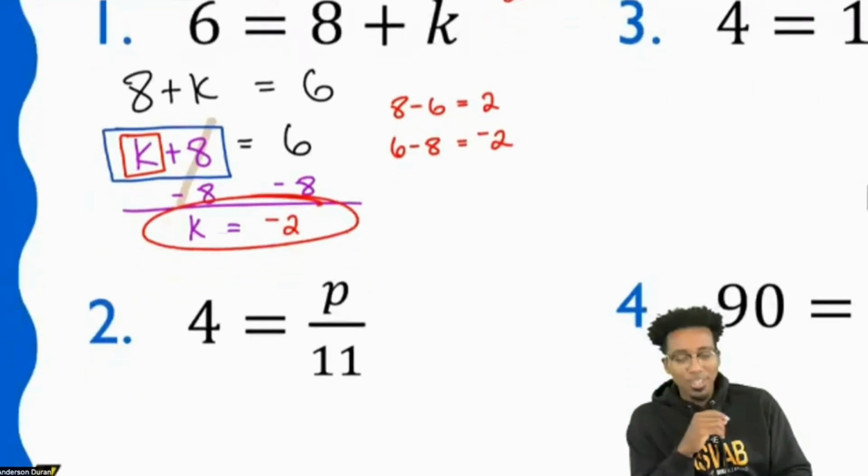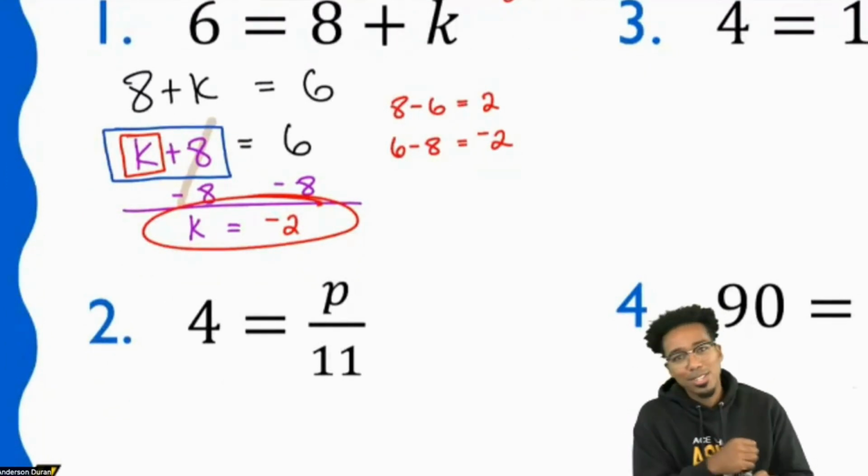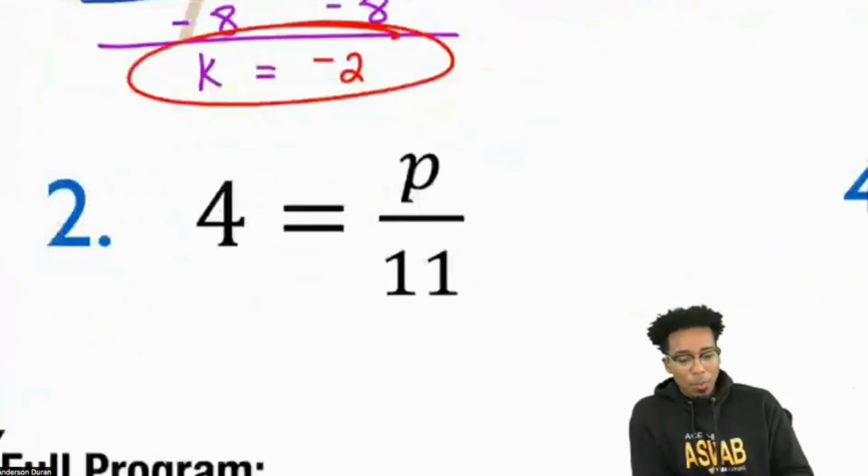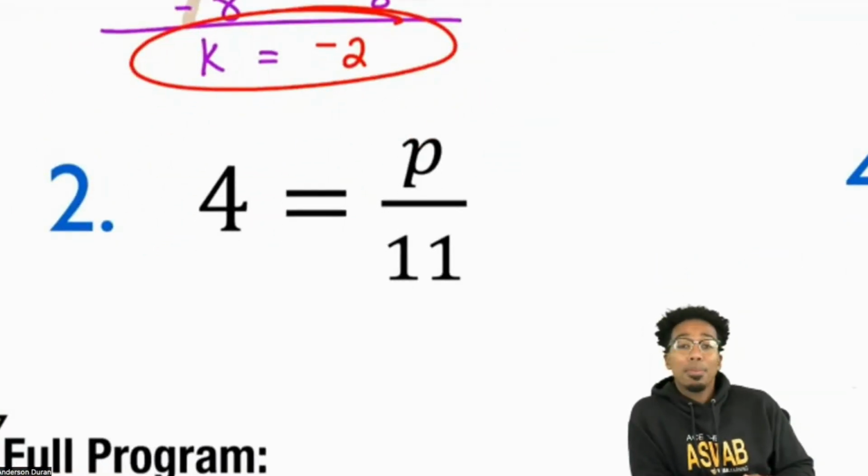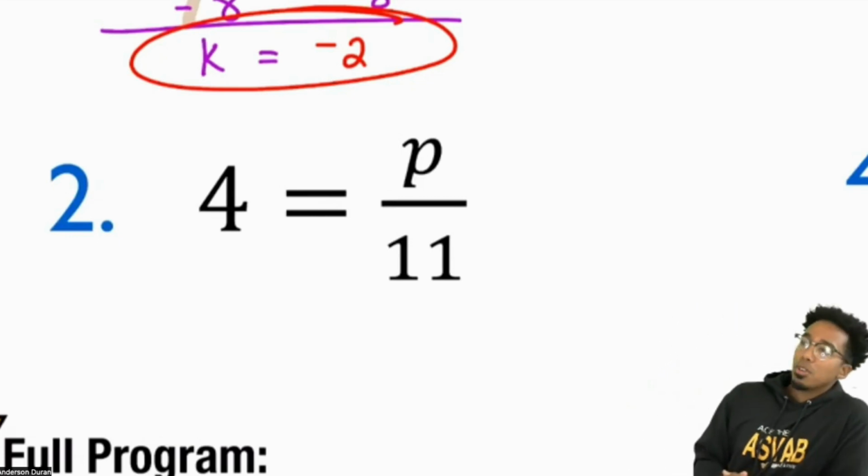All right, cool. Let's go ahead and tackle number 2 here. And again, if at any point you need me to repeat myself or ask questions, I got you. Please do. So number 2 here, we have 4 equals p over 11. Okay, 4 equals p over 11.